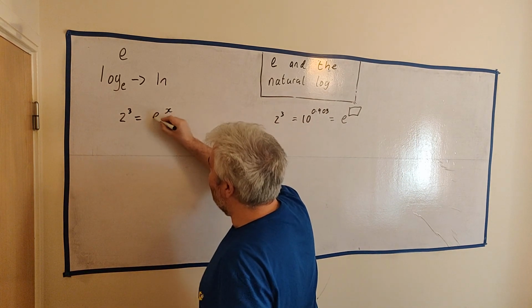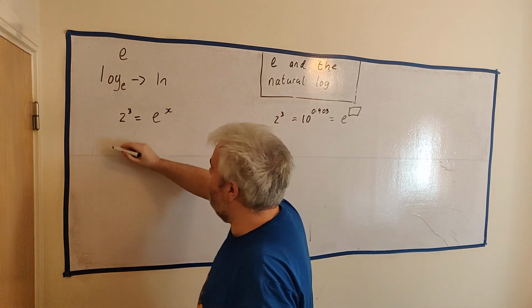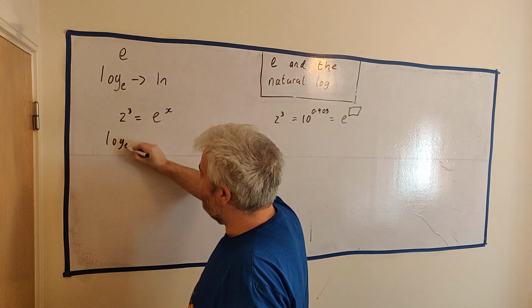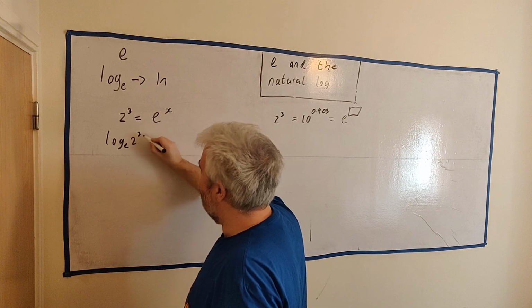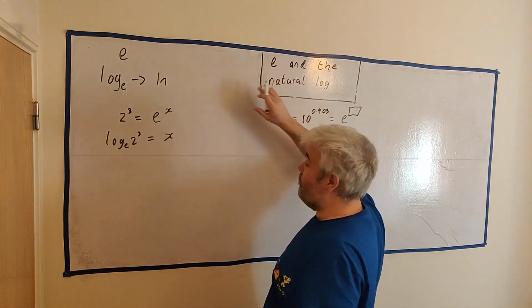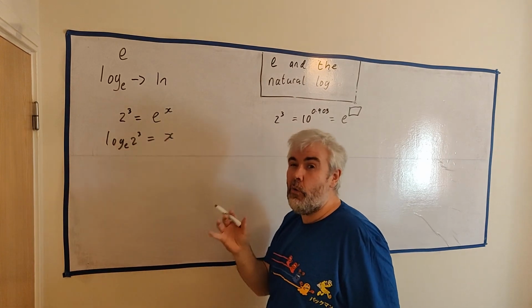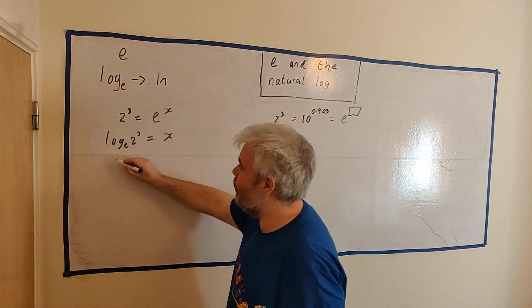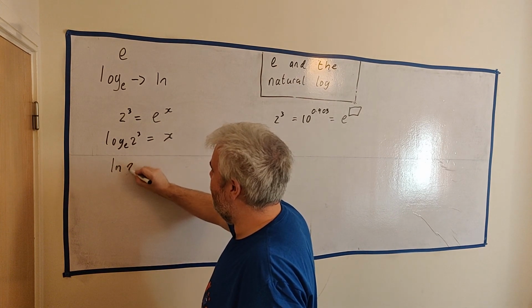Instead of base 10, I could write e. Let me do this one a little faster. We have log to the base e of 2 to the power of 3 is equal to x. Remember what I said though. This is where I'm going to introduce the natural log more. We write this so often. This happens so much. We're going to save ourselves time.